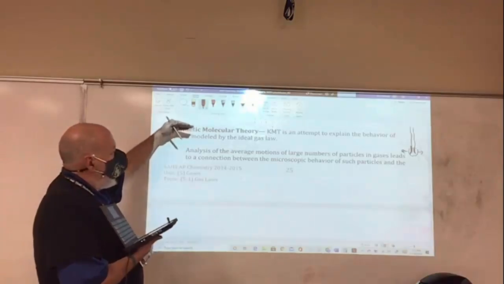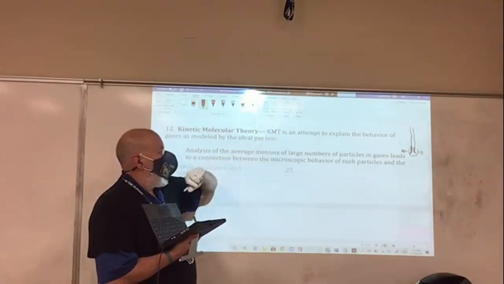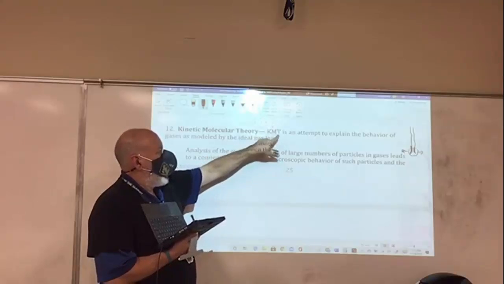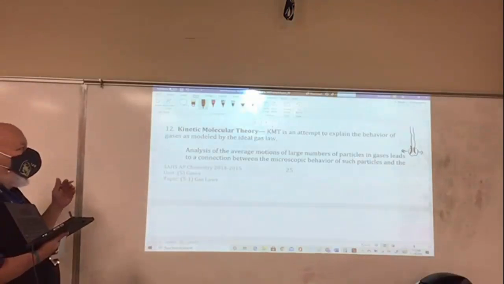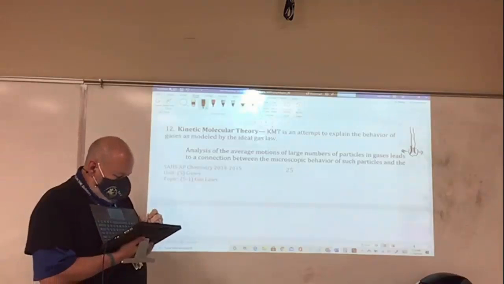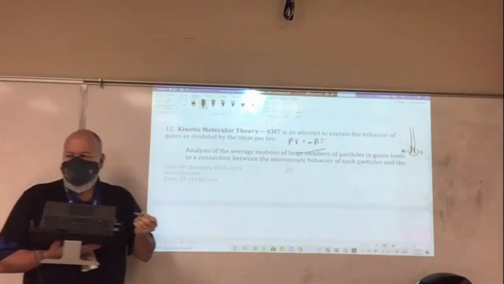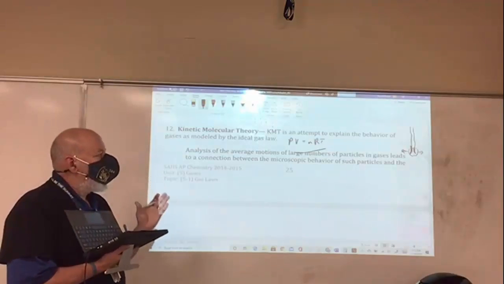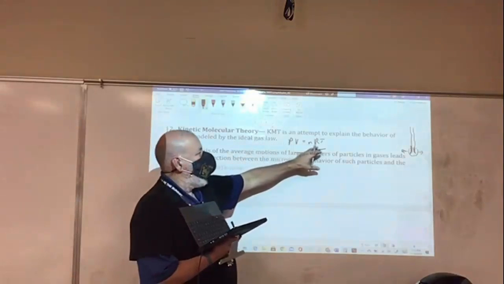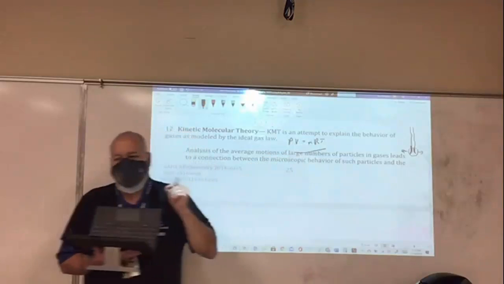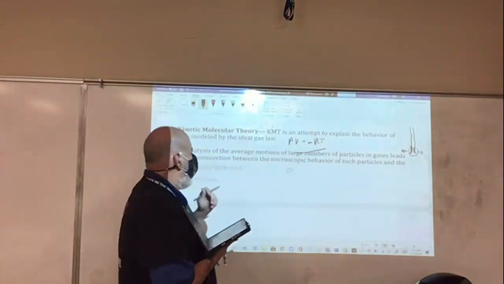Anyway, I've got this theory, the particles in motion theory. It's an attempt to explain the behavior of gases as modeled by the ideal gas law. So it's not enough for us to know that PV equals nRT. That's just an observation. We just created this law that describes the behavior of gases. This is a mathematical relationship that describes the behavior of gases, but it doesn't say why the gases have that behavior. It just says the gases have this behavior.